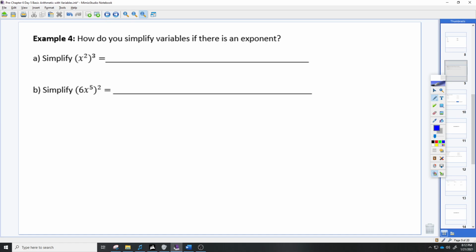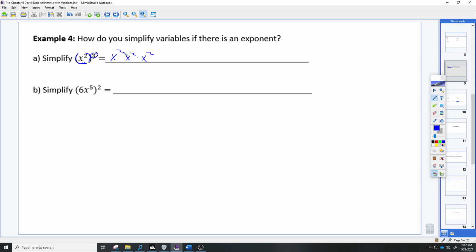How are we going to simplify variables if there is an exponent? So what if we have x squared, and then it's being raised to the 3rd power? So let's write this one out so it makes a little bit more sense. So what does that mean? So we have 3 x squareds. That's what that means. So we would have x squared times another x squared times another x squared. And you could keep going. You could write this as x times x, x times x. You could keep doing that multiple times.